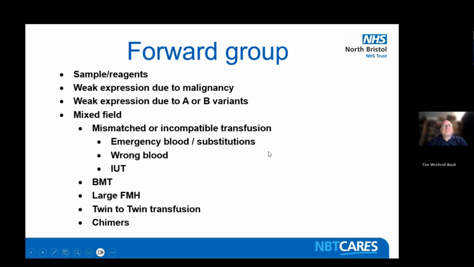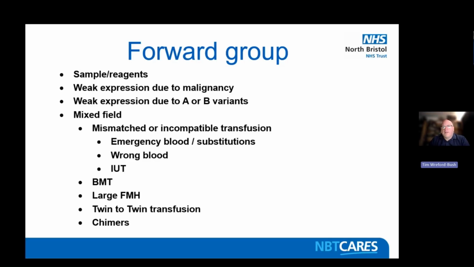So yeah, forward group. This gets a little bit more tricky sometimes trying to resolve it. Again, check the sample and reagent stuff we talked about already. You may have weak expression of the A or B antigens due to malignancy, or you may just have a weak expression due to A or B variants.